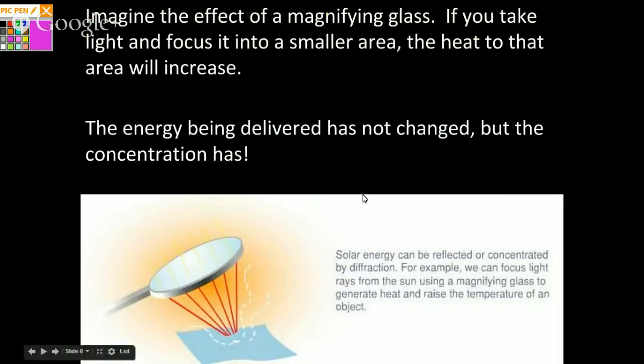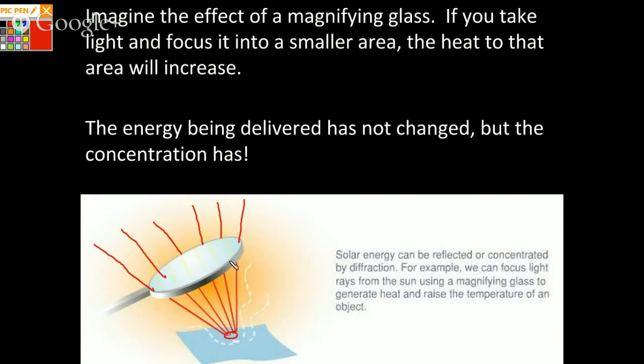So imagine the effects of a magnifying glass. If you take the light and focus it into a smaller area, the heat to that area will increase. You may have heard in the past about taking a magnifying glass and on a summer day shining onto a single spot and causing it to burn. What you're doing is you're taking the sun's energy that's coming in from all different angles, and you're using a lens to focus that energy into a single spot.